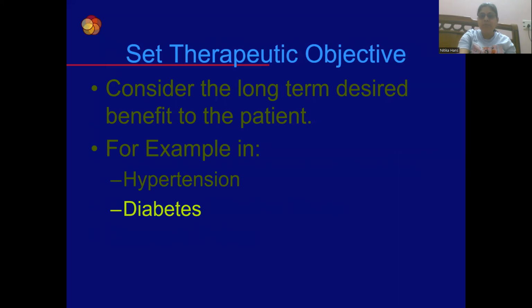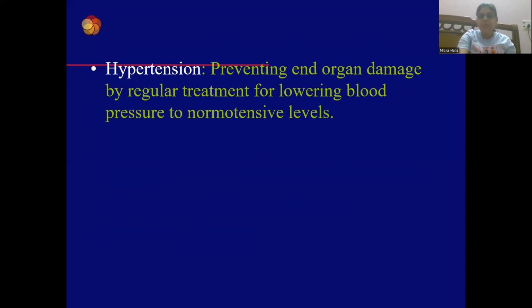For example, in hypertension, there is systolic and diastolic blood pressure reduction. In diabetes, fasting and postprandial plasma glucose levels should be reduced. In tonsillitis, the infection should be reduced. By therapeutic intervention, giving antibiotics and steroids, we can reduce the inflammation and infection in the patient. In hypertension, how we set the therapeutic objective is we have to reduce the levels of systolic and diastolic blood pressure.